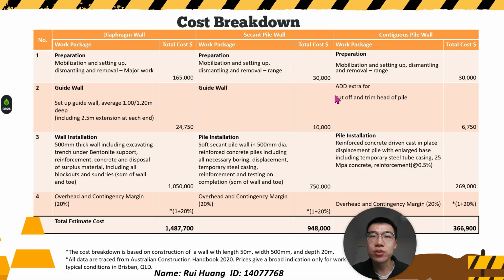Next is the secant pile wall. We can see the preparation cost is estimated at $30,000. The guide wall construction adds another $10,000. For pile installation, this includes reinforced concrete piles in soft soil with boring, casing, reinforcement, and testing. So the total is $750,000. Again, a 20% contingency margin is applied. The total estimated cost for the secant pile wall is $948,000.